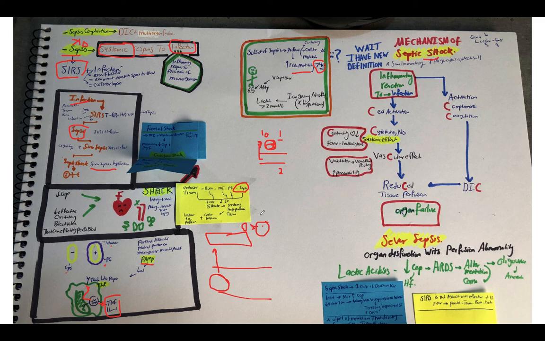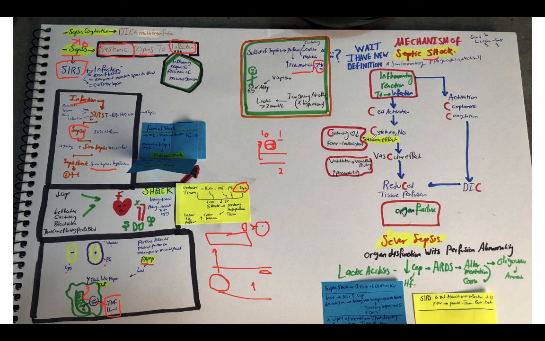Inflammatory reaction. C, cellular activation. C, cytokines, nitric oxide from the endothelial cell will lead to vasodilation. Vasodilation will lead to what? Vasodilation will lead to venous blood pooling. That means less blood flow to the heart, and there is hyperpermeability, we will talk about it in the next slide. Systemic effect of the cytokines and the nitric oxide: less contractility of the heart.